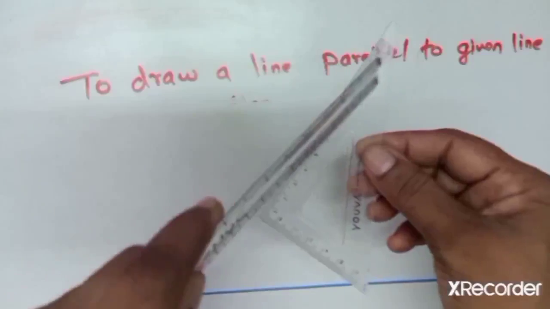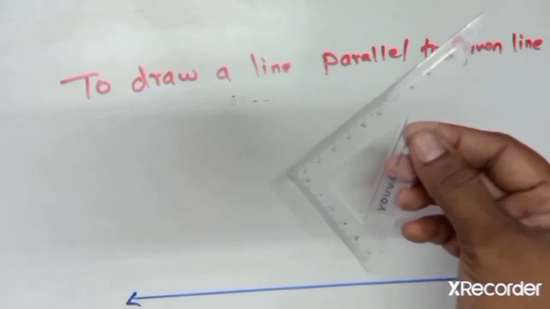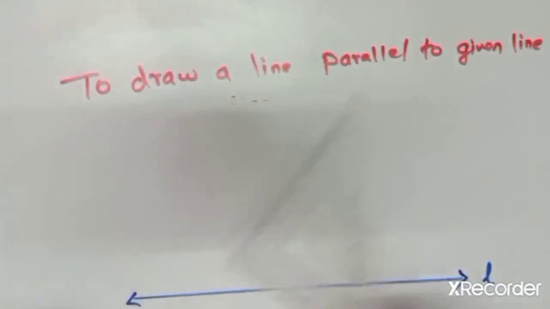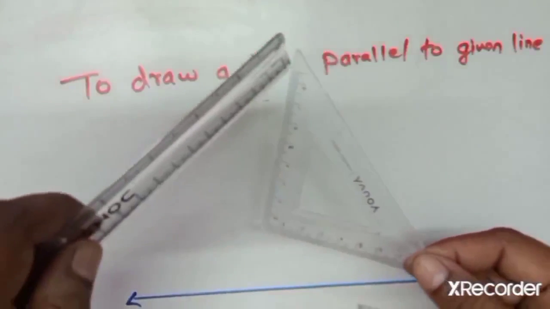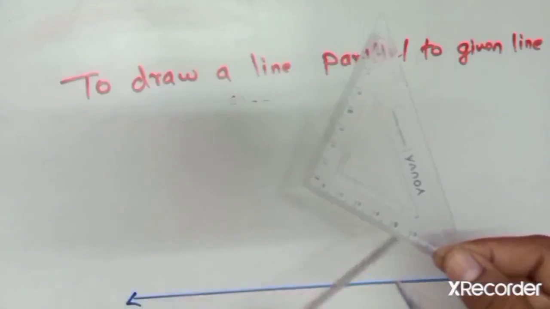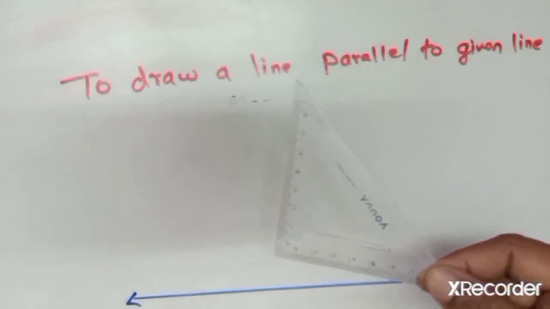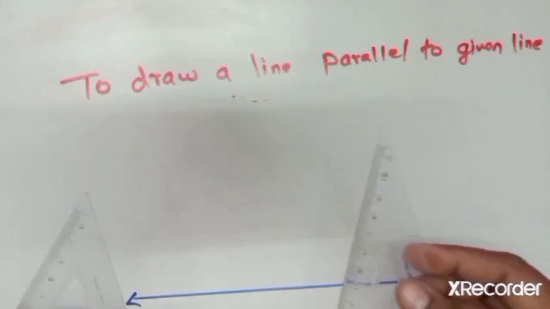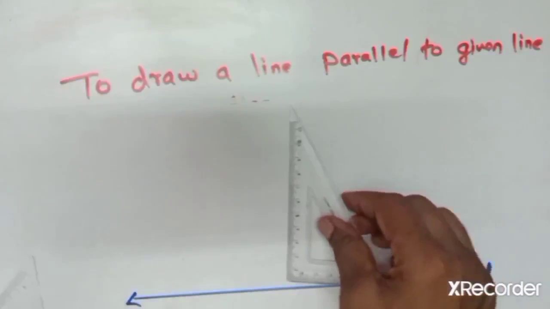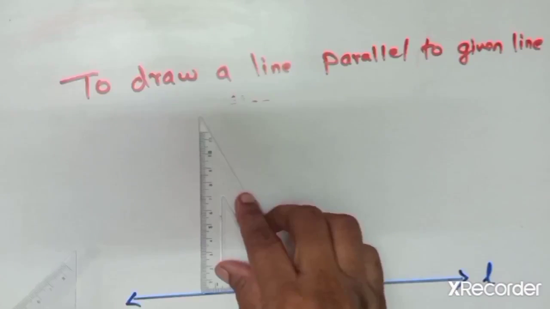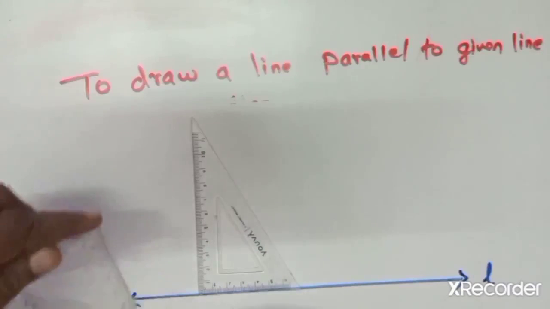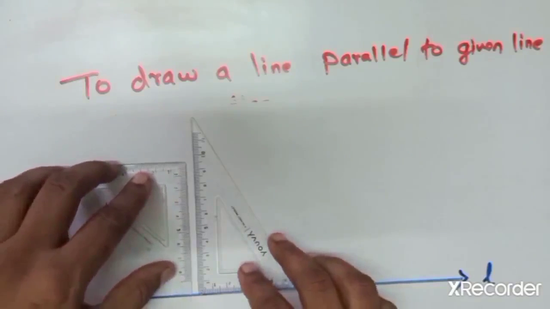For example, these two sides of set square are perpendicular sides, so these two sides make an angle of 90 degree. Similarly, for this piece of set square also, these two sides are making an angle of 90 degree. So in a set square, these sides are making an angle of 90 degree. So simply we are going to place one piece of set square in this way and another piece of set square in this way.